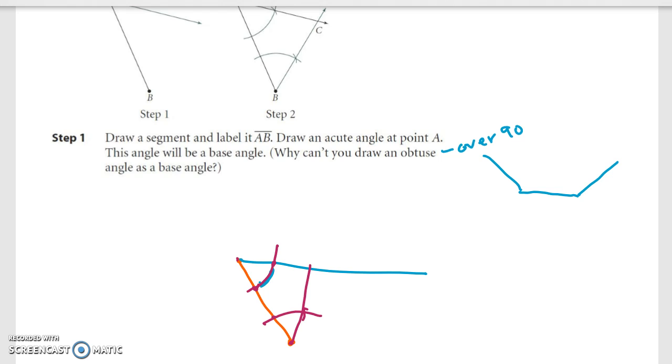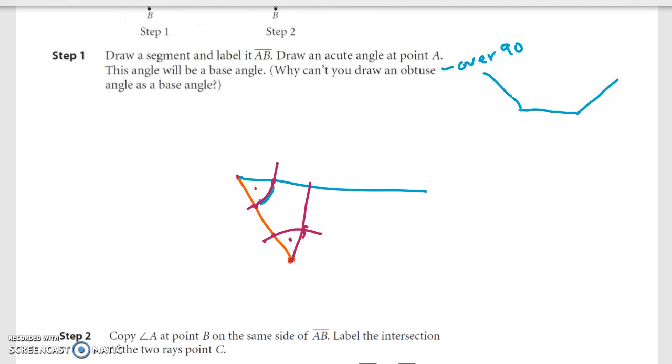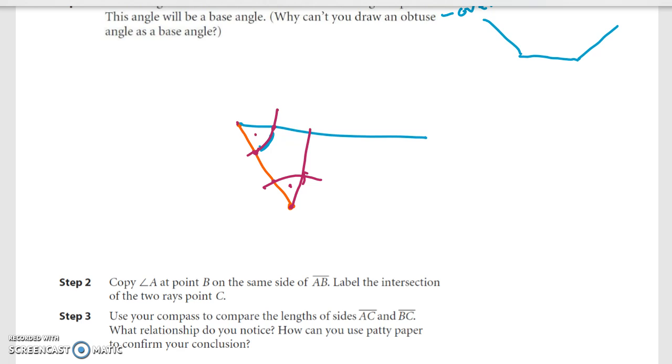So we've created a triangle where the base angles are congruent, and our goal is to see if our triangle is isosceles. And this, by the way, would be point C. Here's A and B.